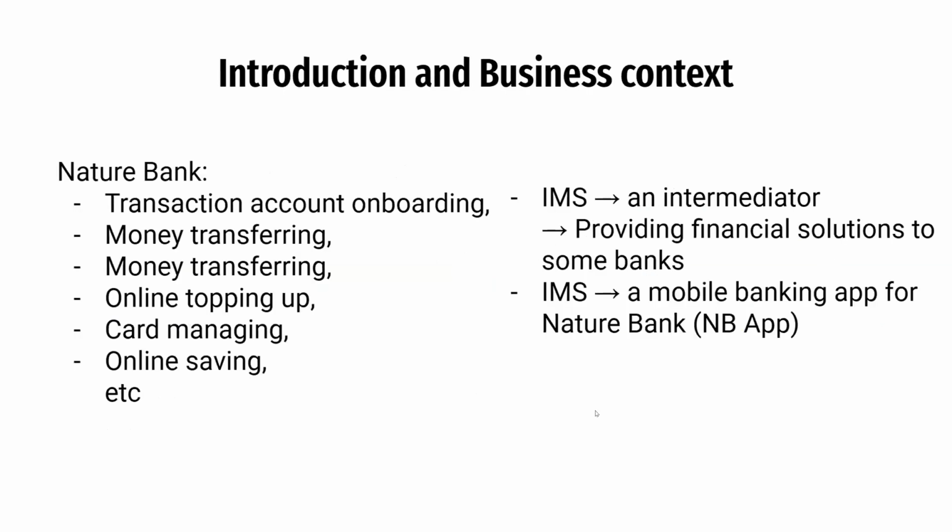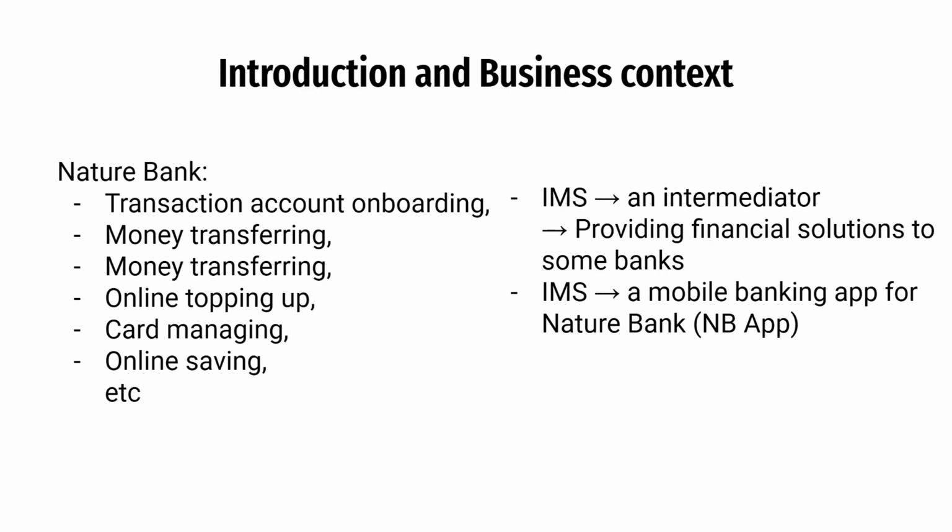Let's move on. The first part, introduction and business context. There are 2 main stakeholders in the project, Nature Bank and IMS. Nature Bank is a famous bank in Vietnam. It is an imaginary situation, so don't worry about it. In addition to some main functions such as account onboarding and money transferring, opening online savings is a strong franchise, and a very important contributor to the bank's performance. And of course, the Nature Bank application also includes other vital functions such as money transferring, online topping up, and product managing.